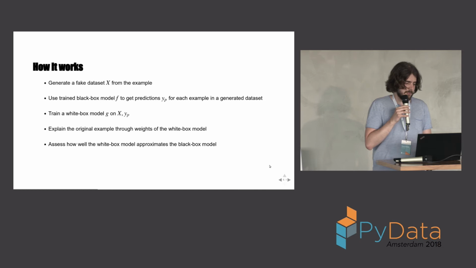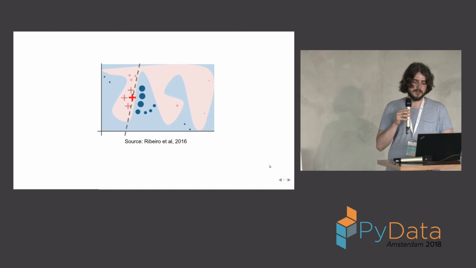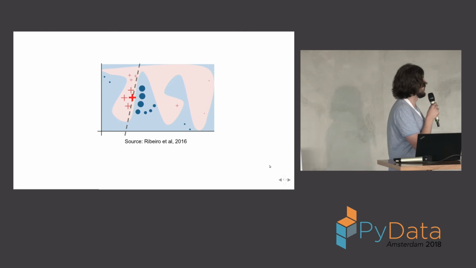So this is a picture from the paper, and I always have it in mind when I work with it because it's a really good visualization. You have a highly nonlinear model, like the pink and blue. It's kind of your decision regions, and you have your fake samples. And you want to explain the prediction with the strong red cross. And the dashed line is kind of your white box model. Okay.